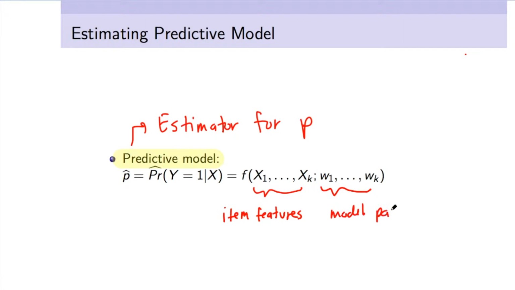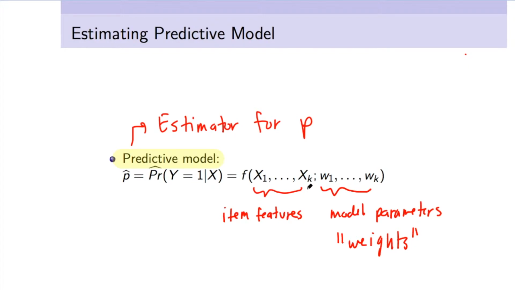These are also very commonly referred to as the weights of a model. So here's the entire idea. The estimator is telling us the probability that y is equal to 1 given the features of the item. Essentially, the predictive model is relating the features that we have, using these weights, to give us an estimate for p hat.